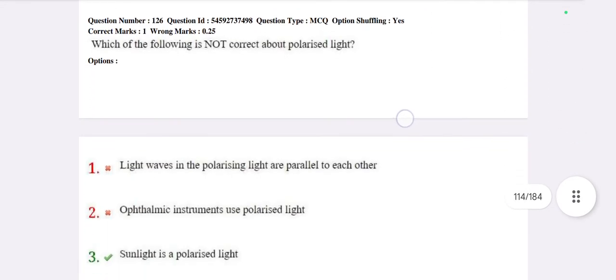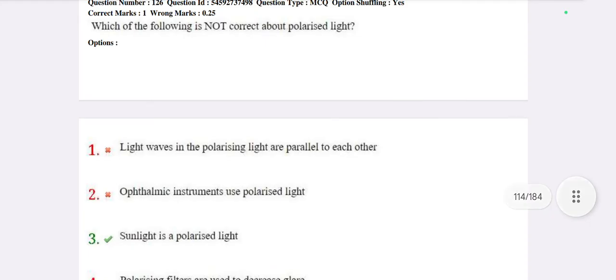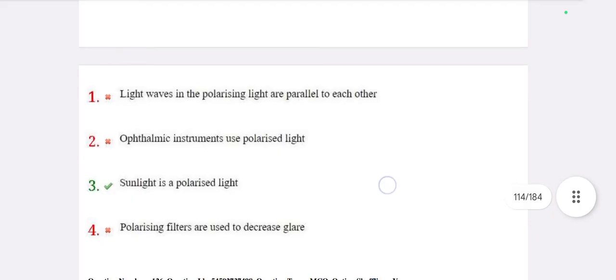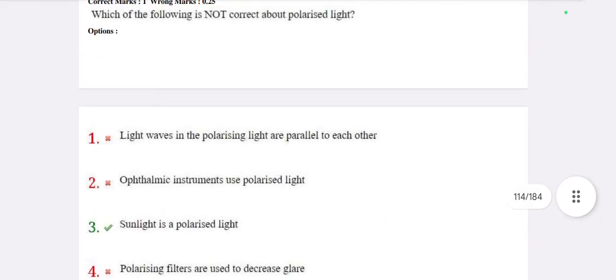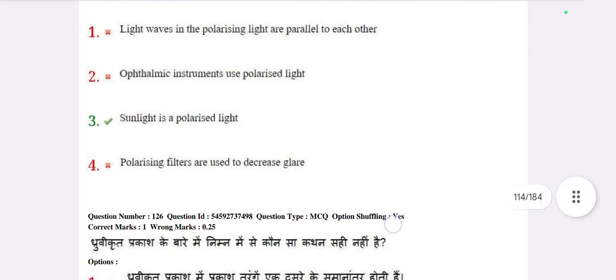Next question is, which of the following is not correct about polarized light? First, light waves in polarized light are parallel to each other. Second, ophthalmic instruments use polarized light. Third, sunlight is polarized light. Fourth, polarizing filters are used to decrease glare. Correct answer is sunlight is polarized light.